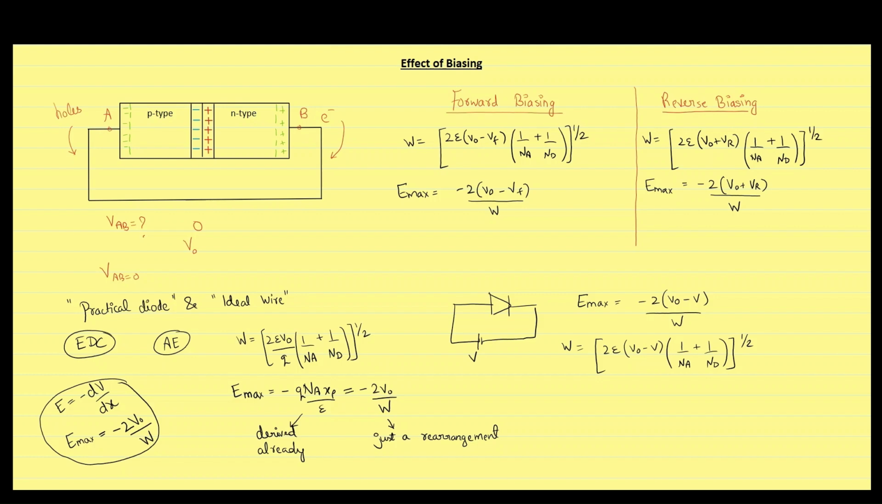We can simply say applied forward bias is equal to the negative of the reverse bias voltage. By observing the formulas, you can see that after applying an external voltage, you have to simply modify the voltage term in the expression of these formulas. Otherwise, the formulas remain the same.